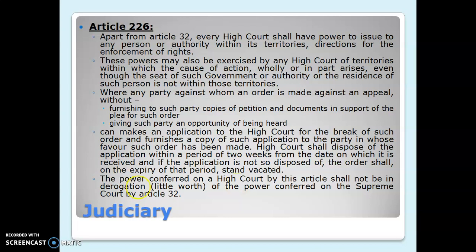So basically, what are the differences between Article 32 and 226? Article 32 is only for the Supreme Court, and Article 226 is for High Courts. It means if we file a case in the High Court, that will come under Article 226, and if we file a case in the Supreme Court, that will come under Article 32. Then secondly, the Supreme Court is meant only for the violation of fundamental rights. So if fundamental rights are violated, we can go to the Supreme Court. We can approach other courts also, but in case other rights are violated, we cannot approach the Supreme Court. Whatever rights other than fundamental rights are violated, we have to follow Article 226 and approach the High Court only.